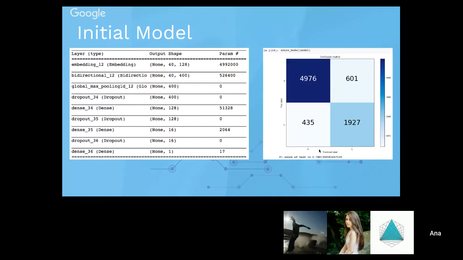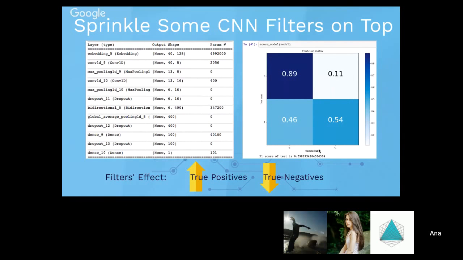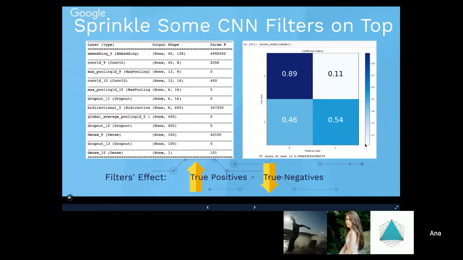And before I get more into that, I will show you what happens when we add some CNN filters. The main effect is that we get more true positives and fewer true negatives. And here again, I can remind you about that imbalance in our original data. You can see it reflected again. The F1 score is 0.598.